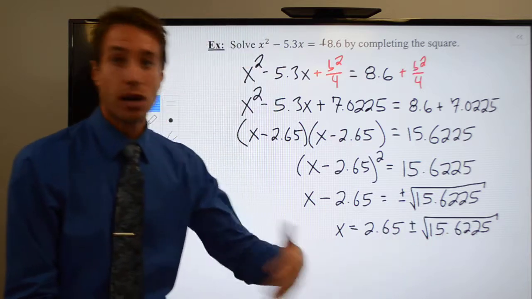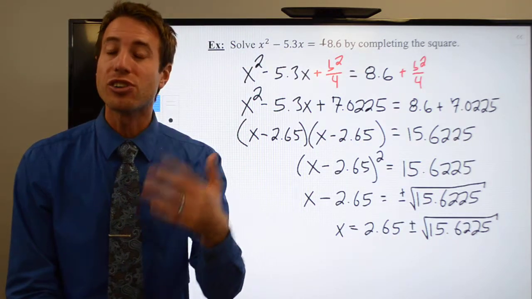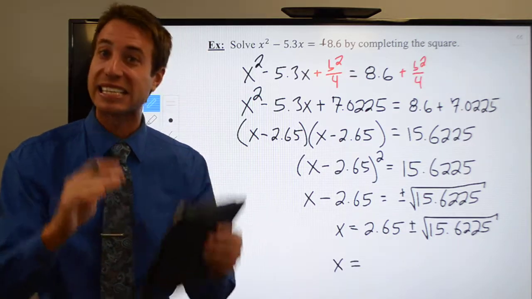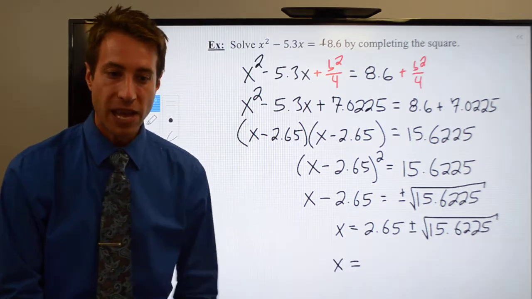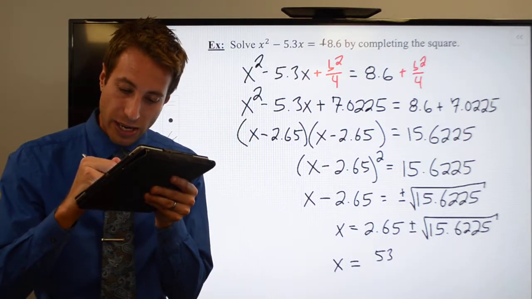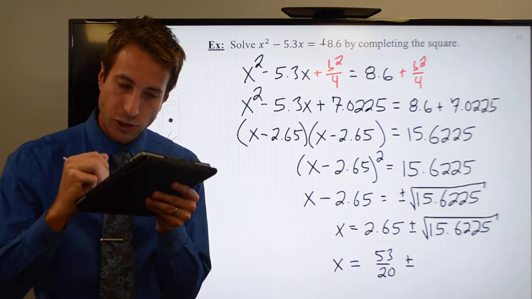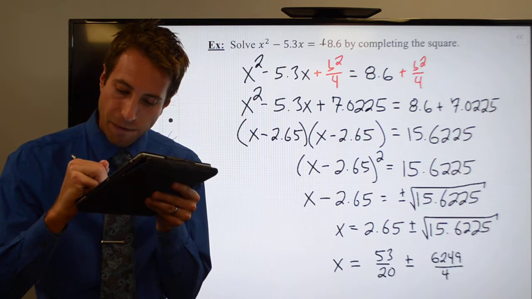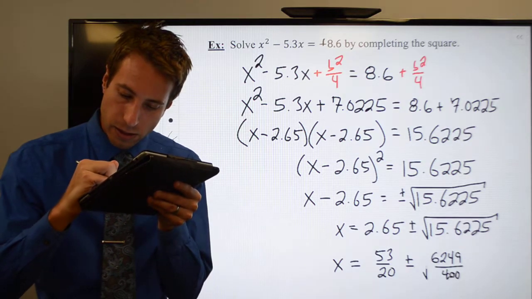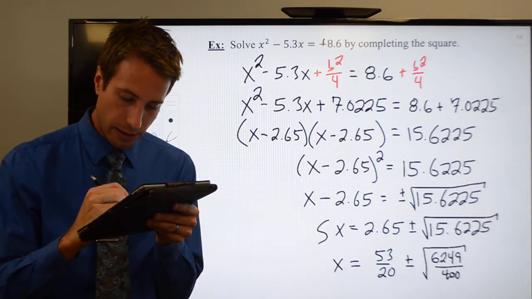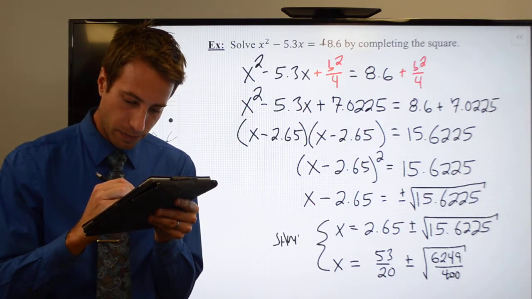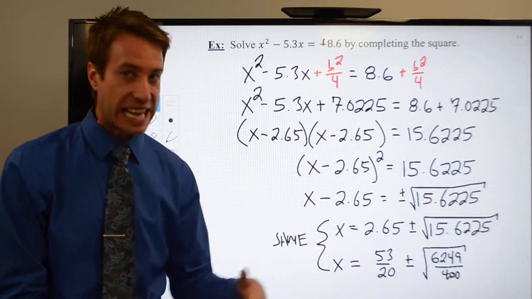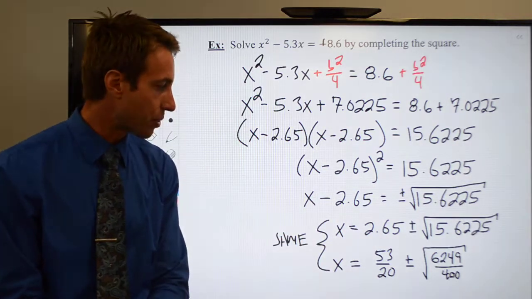And of course, I did it in decimals. You could certainly convert it to fractions if you wanted to. In fact, the exact same answer, but rather than in decimal form, in fraction form would be 53/20 plus or minus the square root of 6,249 divided by 400. These are the same. But in either case, not the nice, neat answers that we were getting in the previous problems.